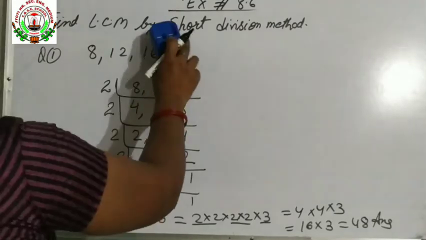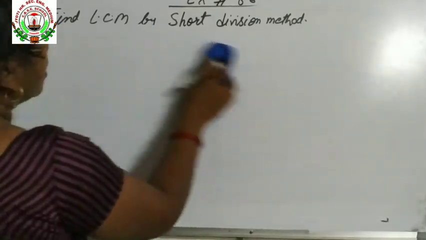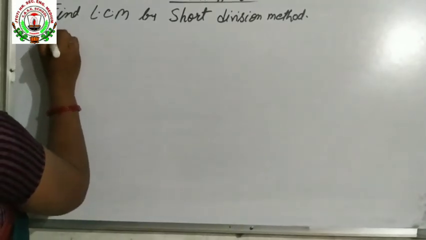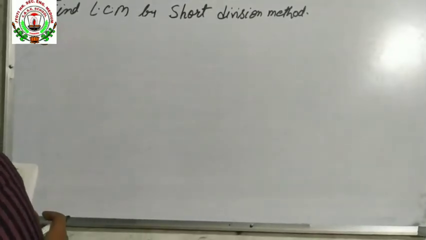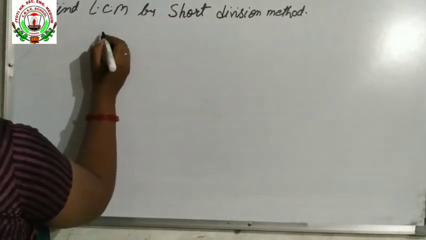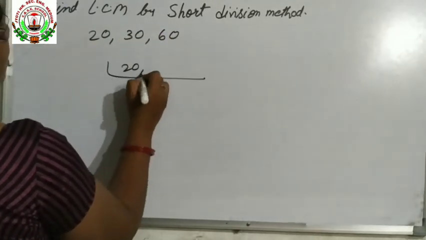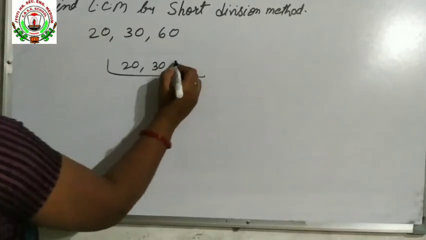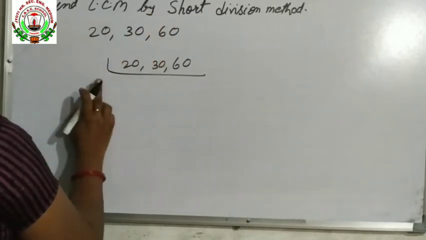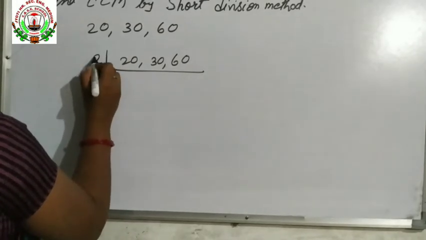One question we did by the short division method. One more question we will do by the short division method. In the exercise it is not given, but this method is compulsory for you. That's why I am explaining it to you. Next question we will take, that is 20, 30 and 60. We are taking the question from question number 2. Just as we did it by the prime factorization method, similarly we are taking the same question by the short division method, but we are solving it in another method.